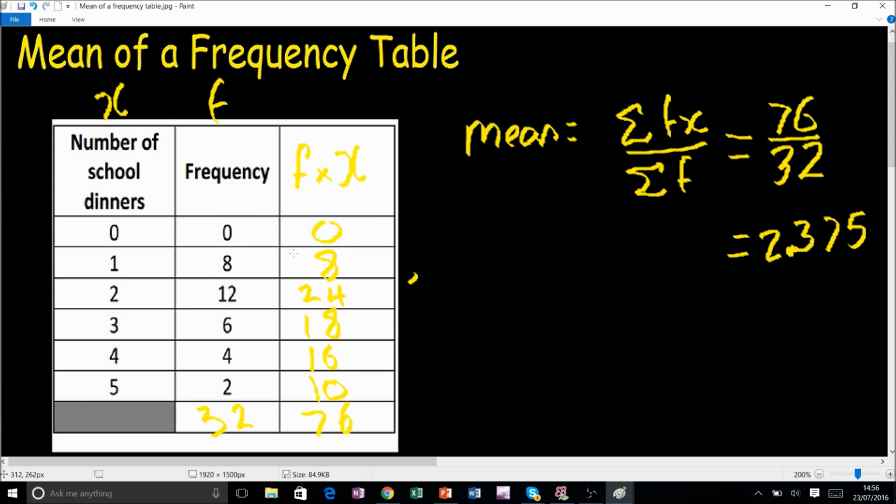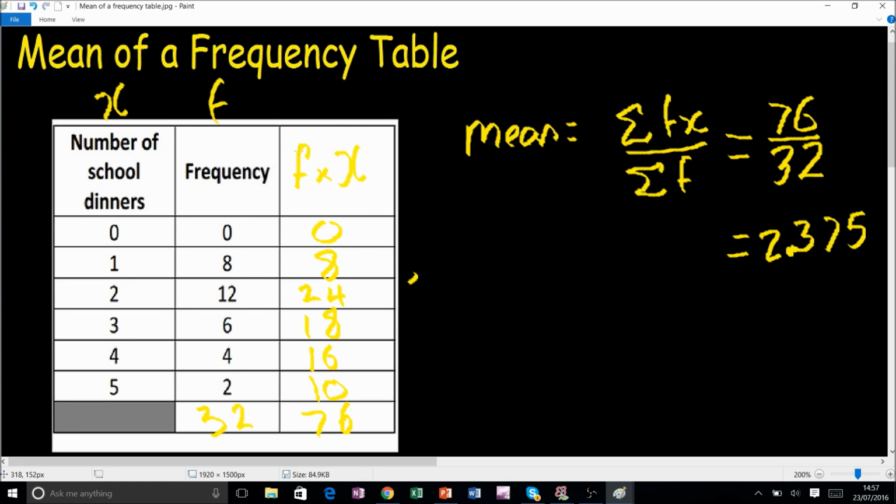Okay, so that's how to calculate it, guys. So again, you basically multiply your frequency times your x column to produce your f of x column, and you add that all up together, you get 76, and you add all your frequencies up together, you get 32 in this case, and basically you divide the total of the f of x column by the total of the frequency column. Okay, that is basically what we've done in this case, and we've got 2.375. So that's how to calculate the mean when you have been given a frequency table.